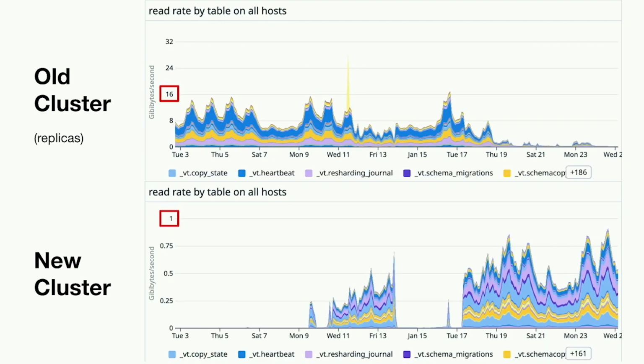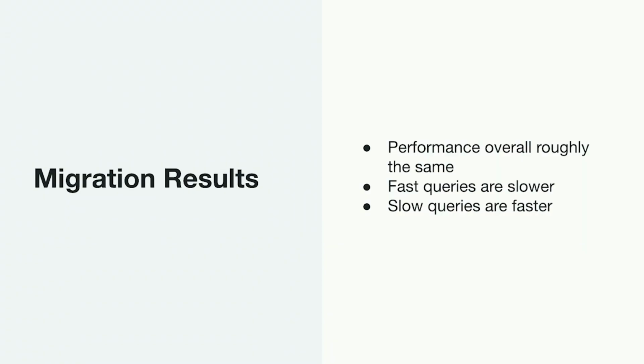And then here we also have the read rate across replicas, which is also super interesting. You can see here that we were peaking at 16 gigabytes per second. All the replicas were reading 16 gigabytes per second from disk. And the new replicas in the new cluster are sitting at less than 1 gigabyte per second being read from disk, right? So that's a huge, huge improvement. And we can actually see this in the performance. Overall performance is roughly the same, right?